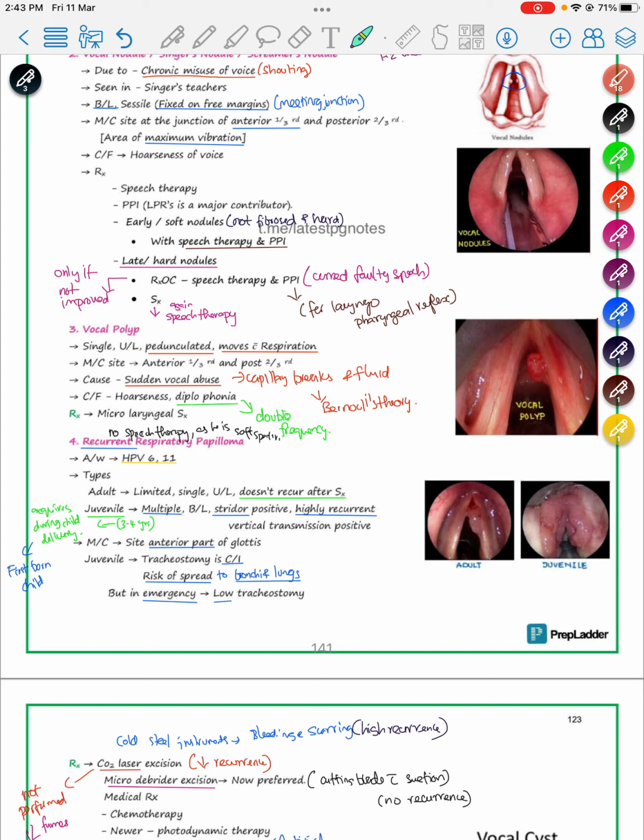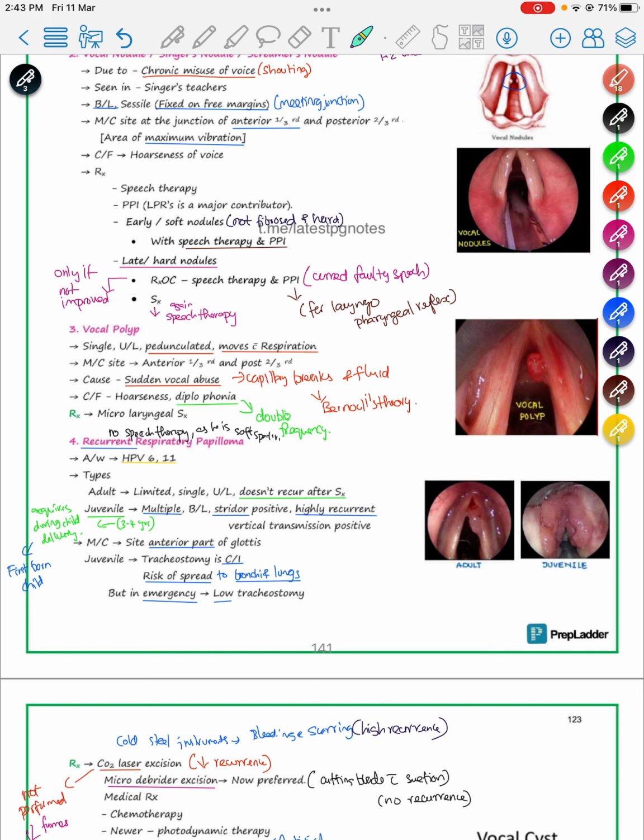The presentation will be hoarseness and diplophonia. Since it is mobile, it causes double frequency, which is the clinical presentation. Treatment is microlaryngeal surgery, where you can cut the polyp. Speech therapy is often not needed.